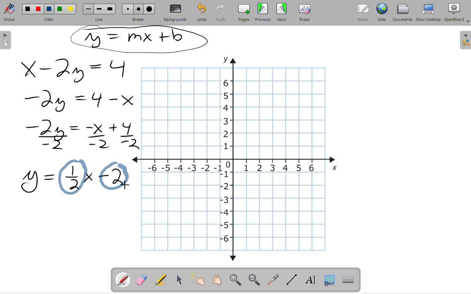So this number is telling me it crosses the y-axis at negative 2. This number is telling me rise over run. Rise 1, run 2. Rise 1, so I go up 1, and then I run 2. So that tells me how steep my line is. I connect those points, my ruler, and there's my line.